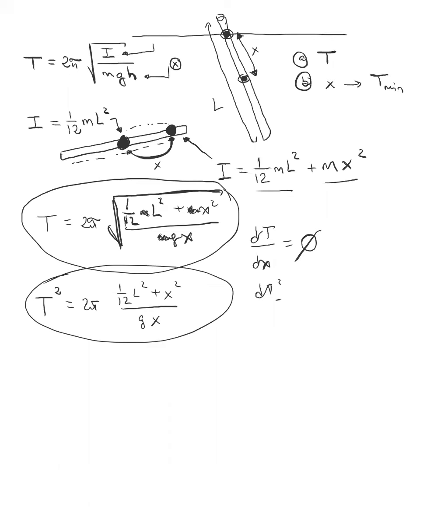So let me take a derivative of T squared with respect to x. I have a ratio. Well, actually, there are two ways of doing this. What I would like to do is I will split this ratio into two terms.